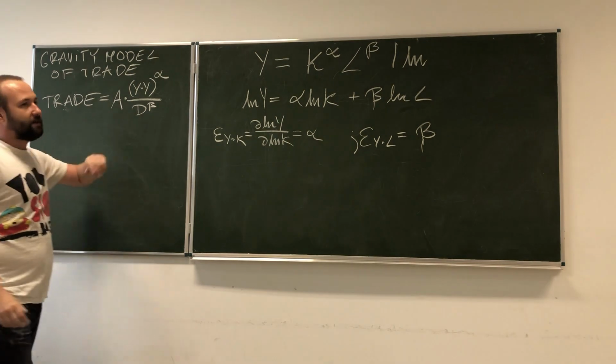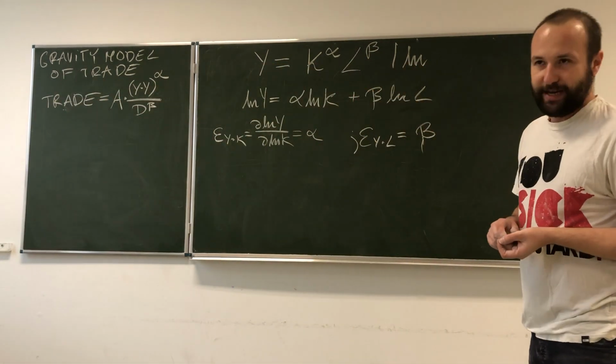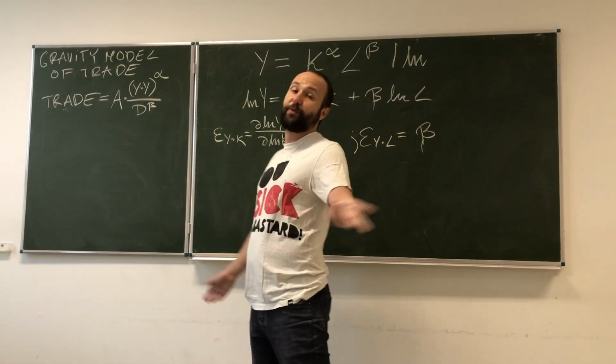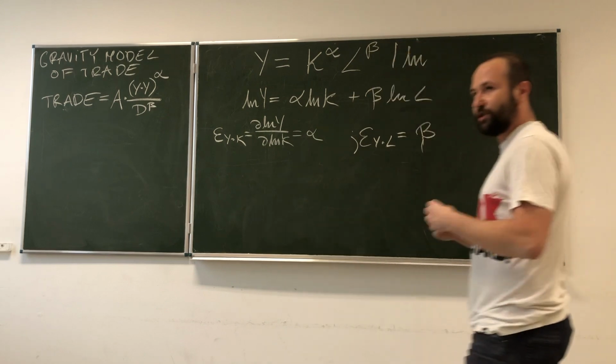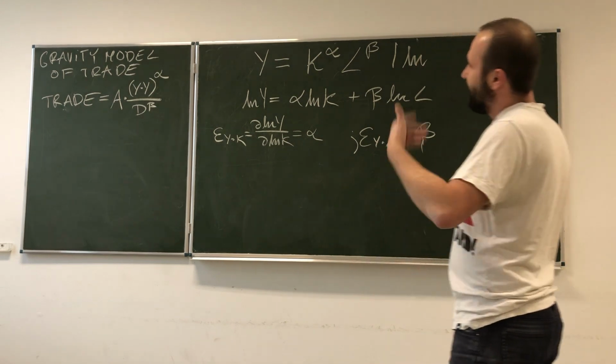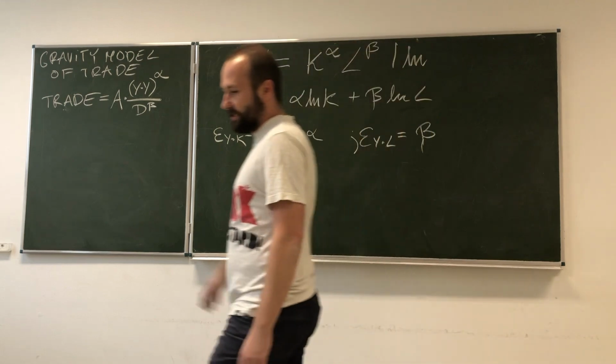Distance. D is distance between the two countries. And look, we are dividing by D. So the bigger the distance, the lower the trade. Makes sense? Well, perfect. The bigger the distance between two countries, on average, the bigger is the trade cost, the transportation cost, and we expect lower trade. Now, what are the elasticities here?